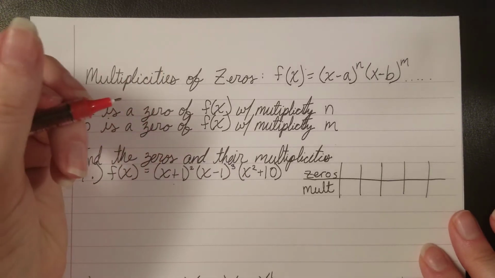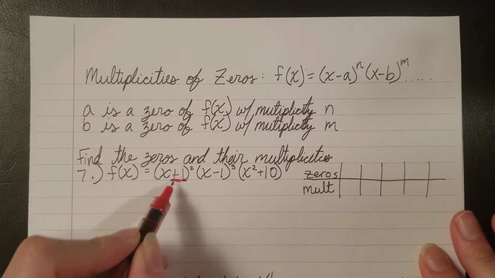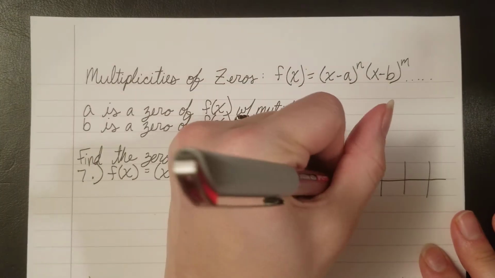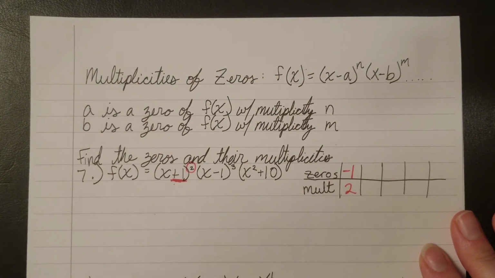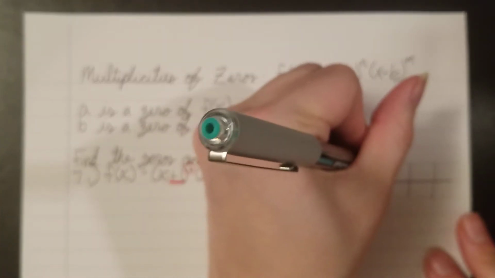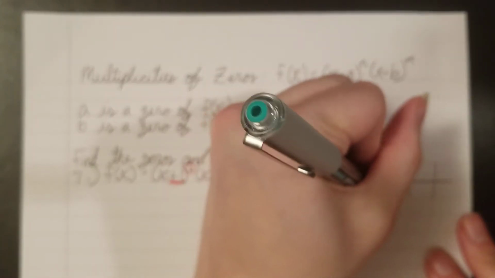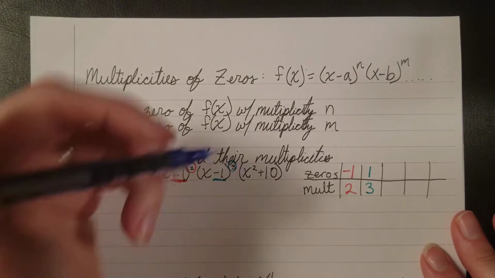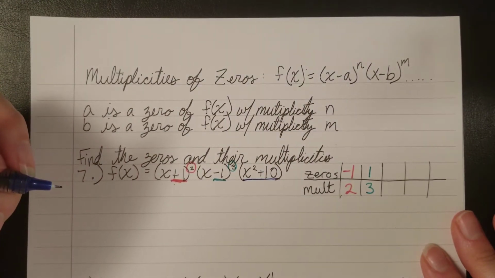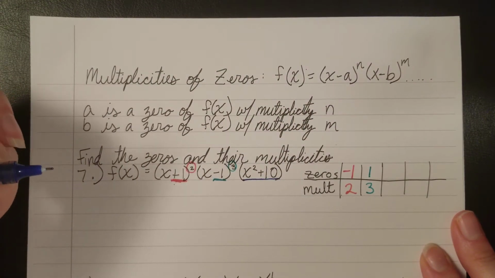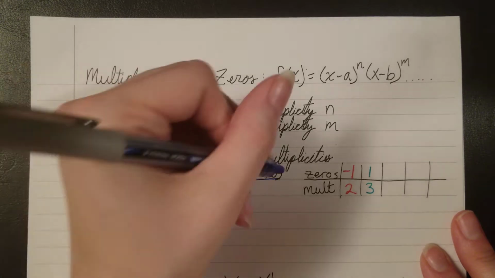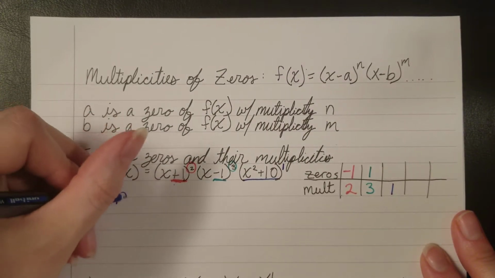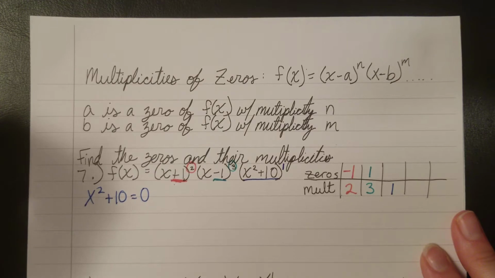We have a 0, so the zeros are going to be the opposite of these numbers. So we have a 0 at -1 with a multiplicity of 2. Then we have a 0 at +1 with a multiplicity of 3. Okay, and then for that one, we would have to do, okay, there's a 1 here, so it's going to be a multiplicity of 1, but we need to do x squared plus 10 equals 0, and we need to solve that.